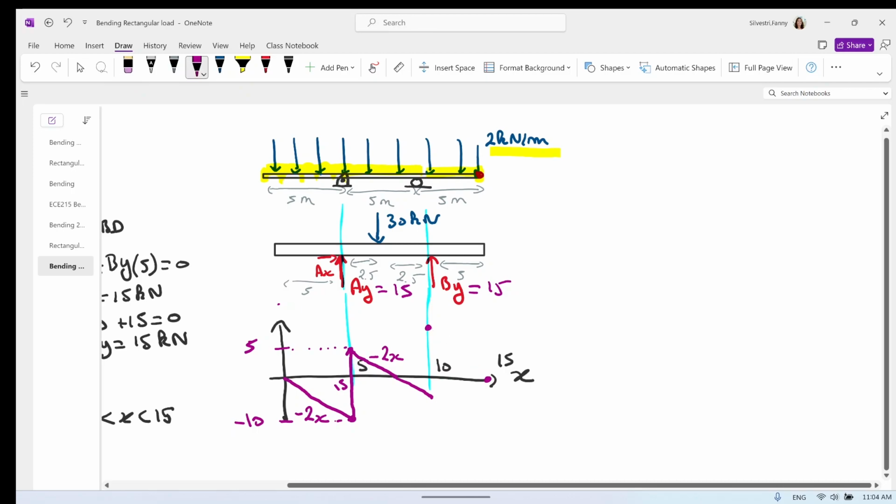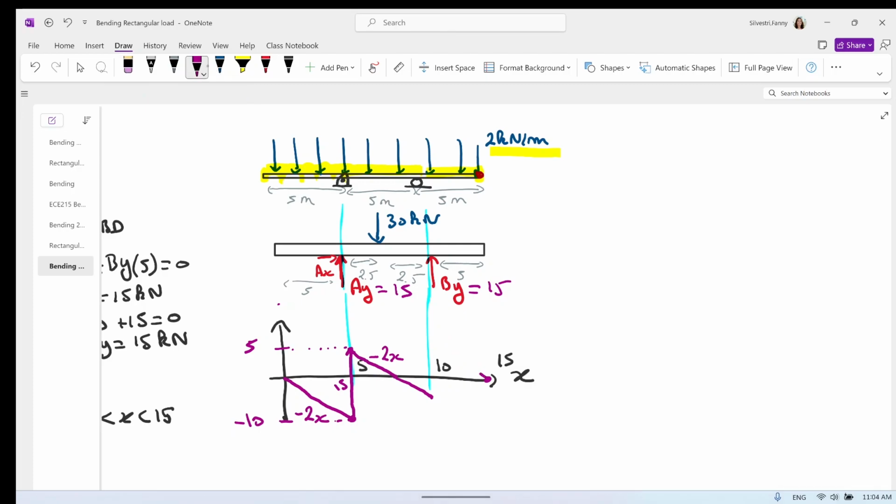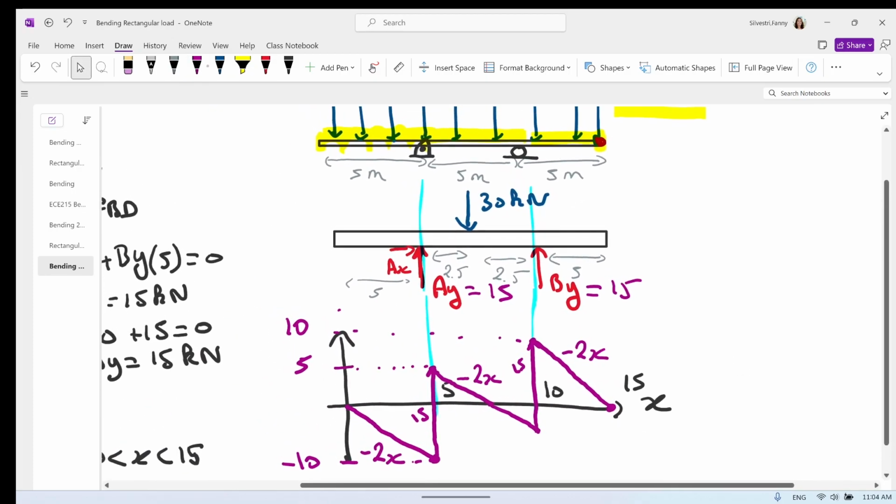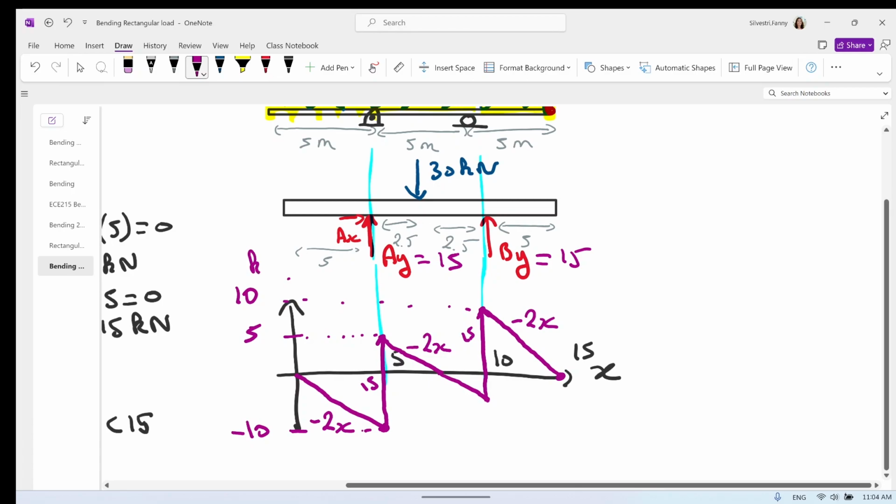This is maybe a little bit too steep. Just make it a little bit less steep. Up, -2x. And it's -2x for 5, so this one should be 10. And now between both of them, we have +15. So this diagram is, I can make it bigger, the shearing force, in kilonewton.